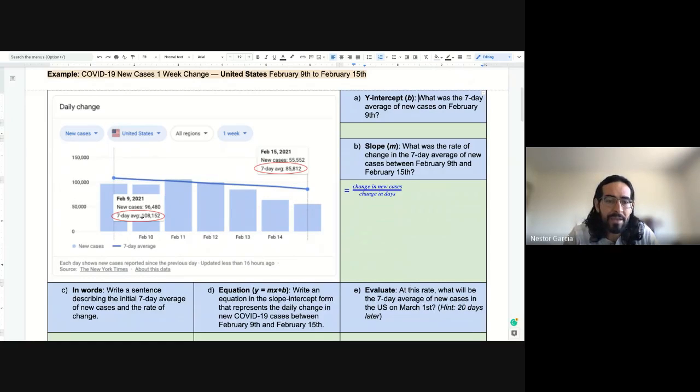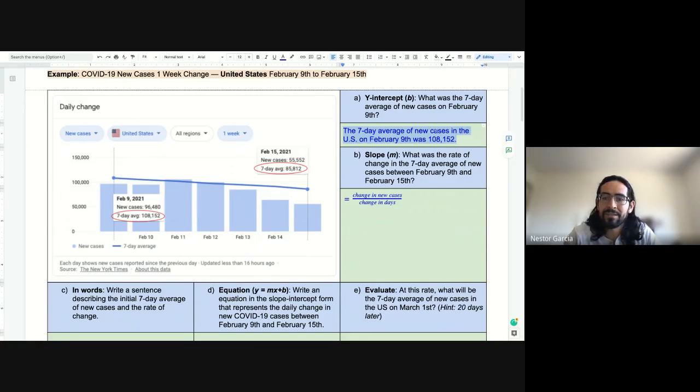If you take a look at your graph on February 9th, over here, I've already selected the 7-day average with an oval shape around it. That is 108,152 cases. So you would go ahead and type a sentence such as this one. The 7-day average of new cases in the US on February 9th was 108,152 cases.